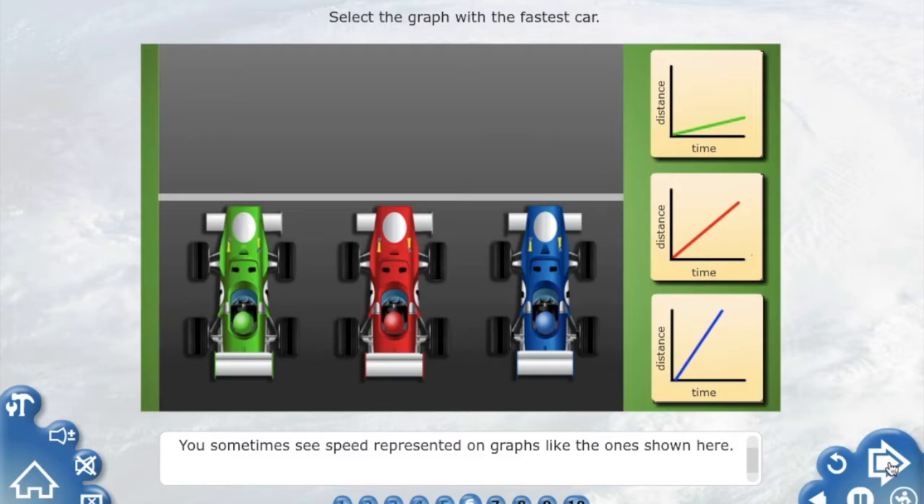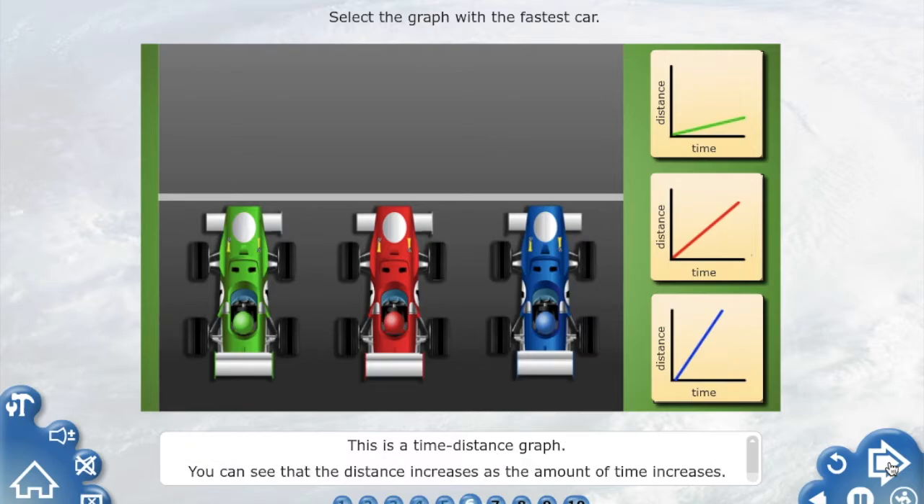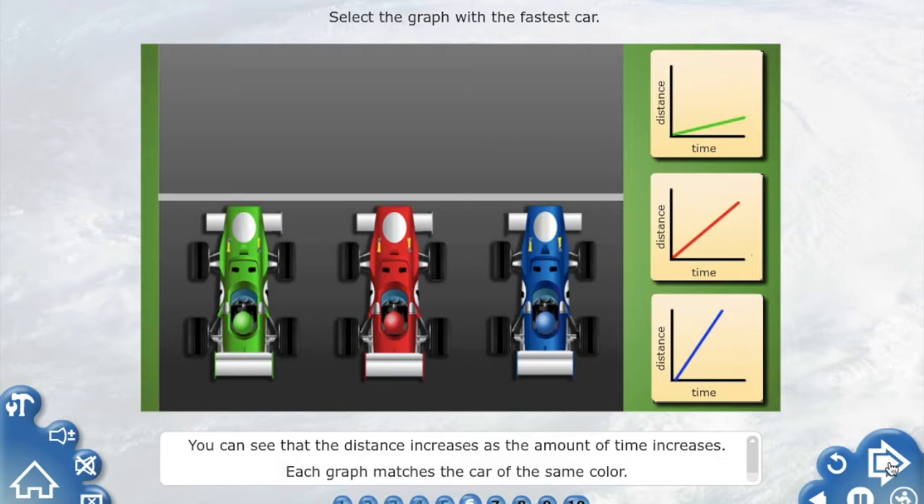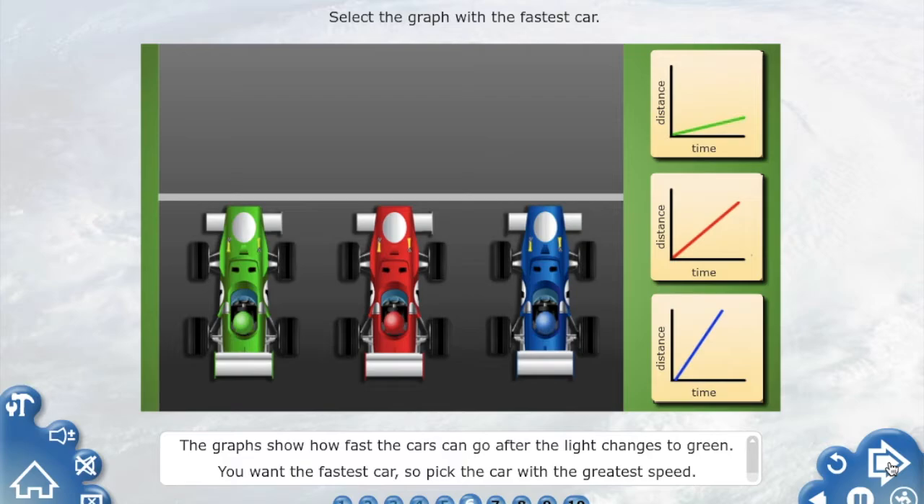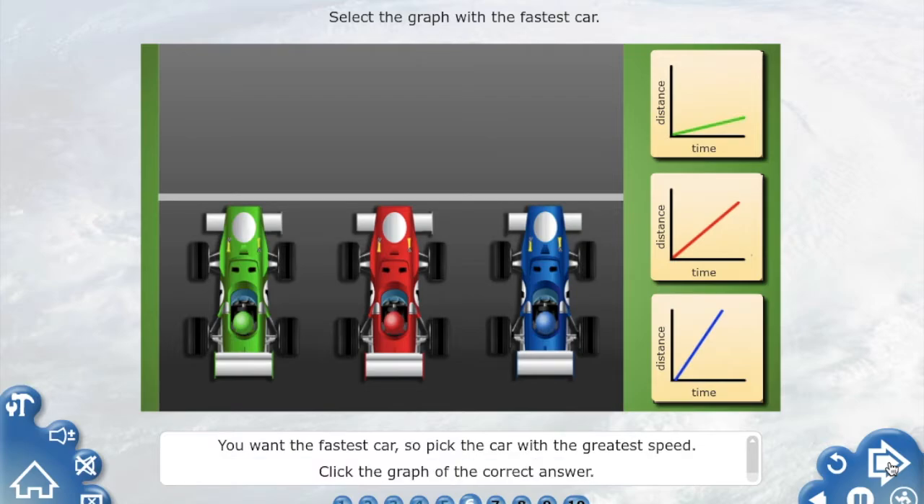You sometimes see speed represented on graphs like the ones shown here. This is a time-distance graph. You can see that the distance increases as the amount of time increases. Each graph matches the car of the same color. Let's imagine that the cars are at a stoplight and that when the light turns green, the cars will start moving. The graphs show how fast the cars can go after the light changes to green. You want the fastest car, so pick the car with the greatest speed. Click the graph of the correct answer.